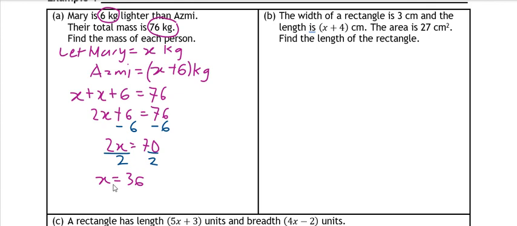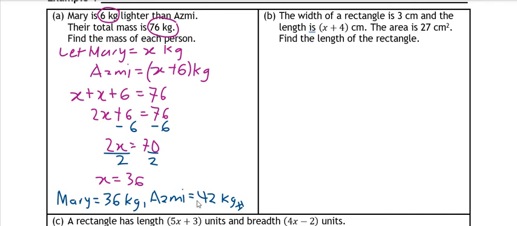So here you have the solution for this equation, but you haven't answered the solution for this problem. So you have to find the mass of each person. So here let Mary is x. So x, you know that Mary will be 36 kilogram, and Azmi is x plus 6. So Azmi will be 36 plus 6 going to be 42 kilogram. So there you have it for the first question.